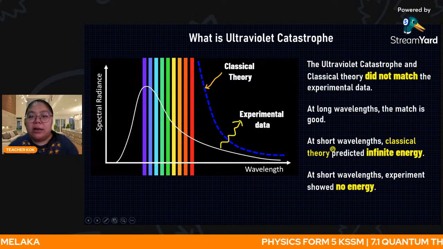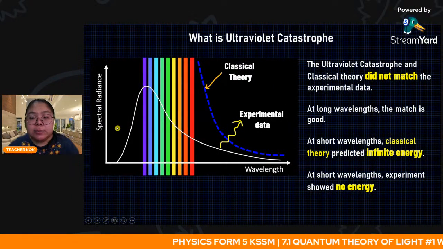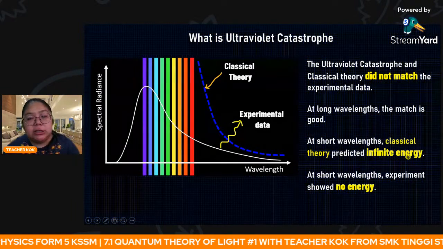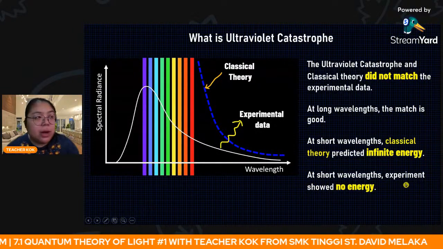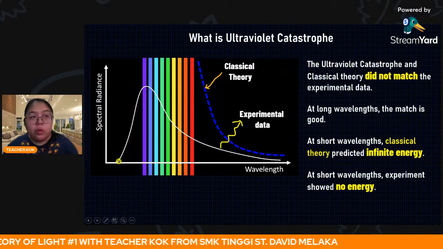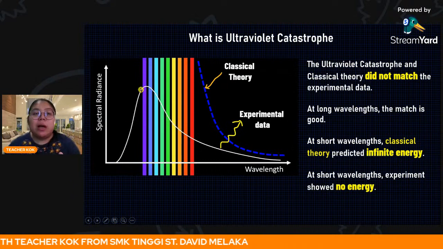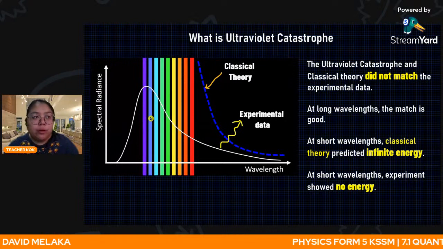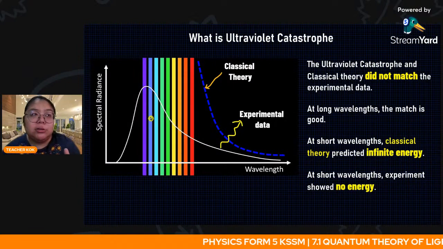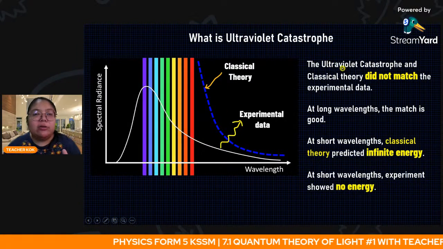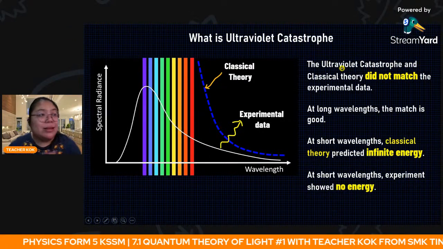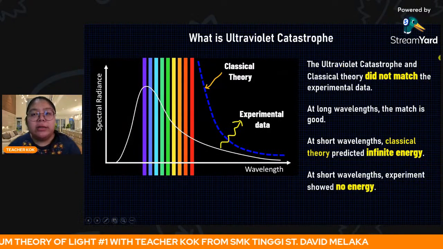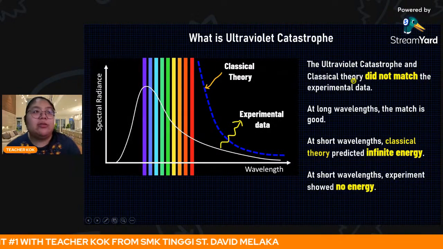Okay, so at the short wavelength, this part, the classical theory predicts infinite energy. At the short wavelength, the experiment shows what? It shows no energy. So this part we call an ultraviolet catastrophe because both do not match. Okay, so the ultraviolet catastrophe is one of the concepts talking about the left hand side. When two theories do not match, we call this an ultraviolet catastrophe.